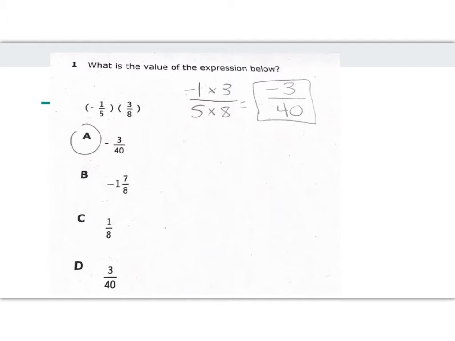So number 1, what is the value of the expression below? We have negative 1/5 times 3/8. Whenever we are multiplying two fractions, we need to remember to do top times top, bottom times bottom. So we're left with negative 1 times 3 and 5 times 8, which would give me negative 3 over 40. Your last step would be to see if you can simplify that fraction. Since 3 does not go into 40, we cannot simplify this. The answer was A.